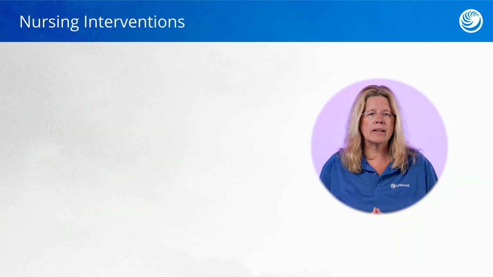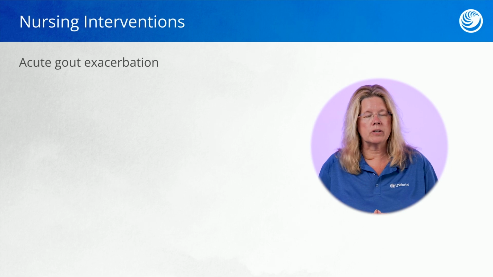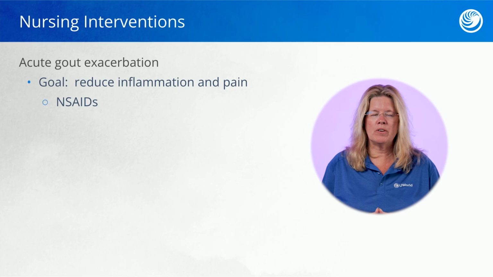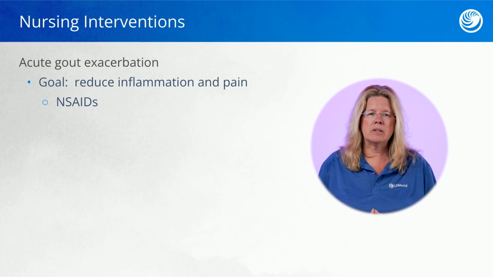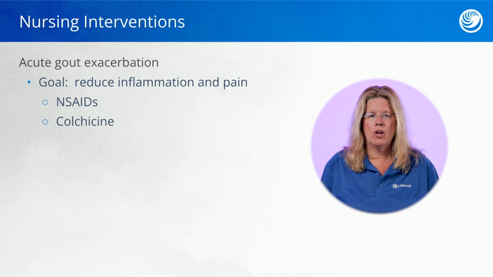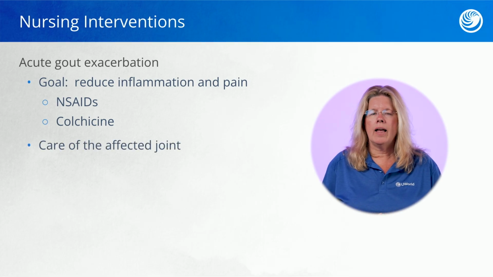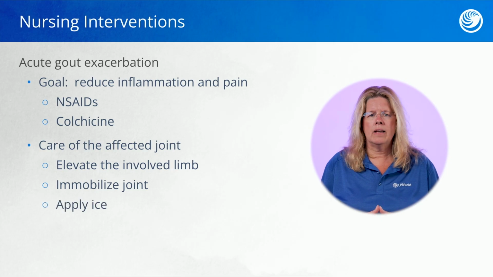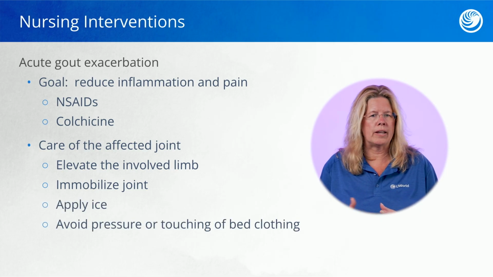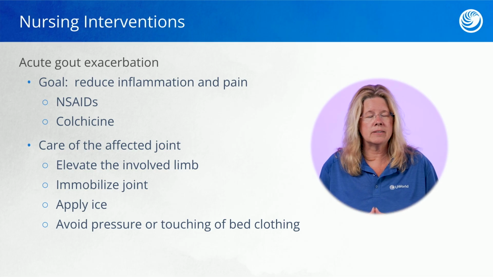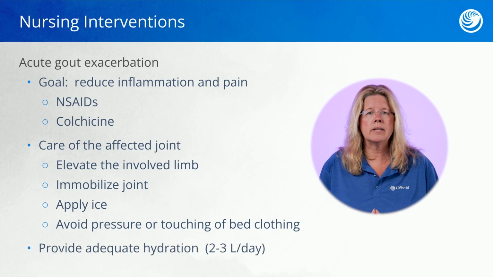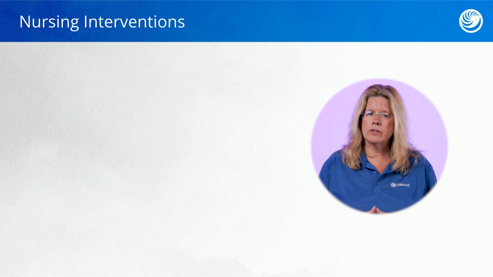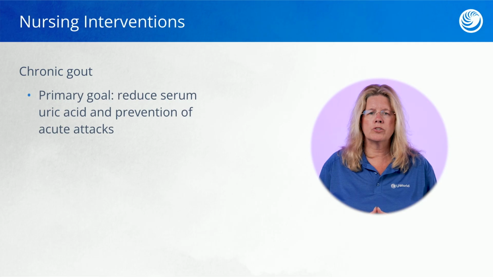Nursing interventions for a client who is experiencing acute gout exacerbation. Our goal will be to reduce inflammation and pain, offering NSAIDs such as ibuprofen and naproxen, as well as the administration of colchicine. We want to care for that affected joint. Elevate that limb, immobilize it as much as possible, apply ice, and avoid pressure or touching of bed clothing. We also want to make sure that the client is staying well hydrated, encouraging 2 to 3 liters of water a day unless contraindicated.